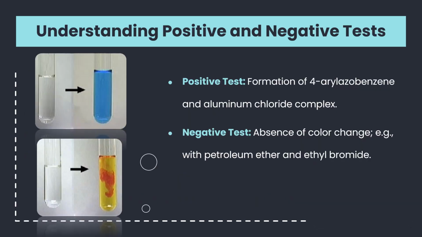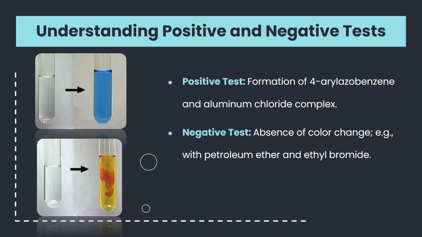In this experiment, we are mainly looking for positive and negative test results. A positive test indicates the successful formation of 4-aryl azobenzene and an aluminum chloride complex, which is evidenced by a distinct color change. Conversely, a negative test will show no color change, indicating that no reaction has occurred. And the positive test will confirm the azoxybenzene has reacted appropriately with aluminum chloride, leading to the expected product formation, which is a colored product.